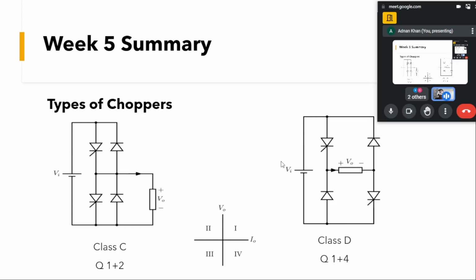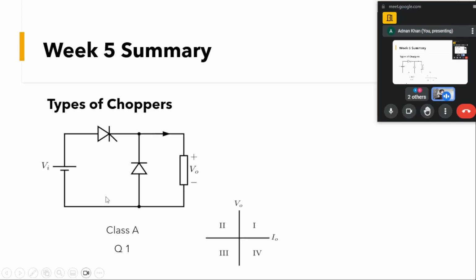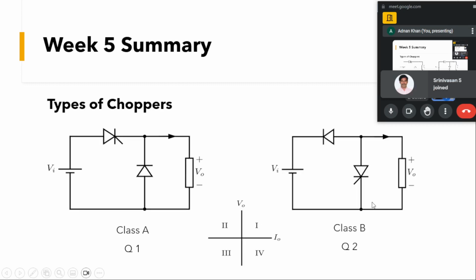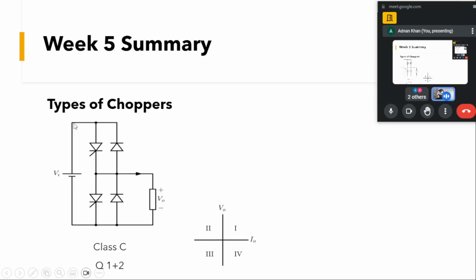So up till now, we saw that we have a class A chopper, which had the positive voltage as well as positive current. It was able to have the quadrant 1 operation. Then we saw the class B chopper, where we had the positive voltage at the output, but the current was negative. So it is able to operate in the second quadrant. Then we saw a combination of class A and class B chopper, where we had only the positive voltage at the output, but the current can be positive as well as negative. So this class of chopper is the class C chopper, which operates in the first and second quadrant.